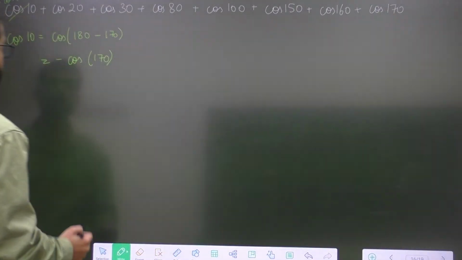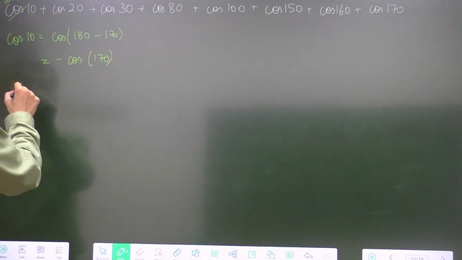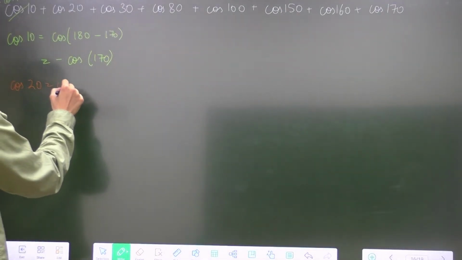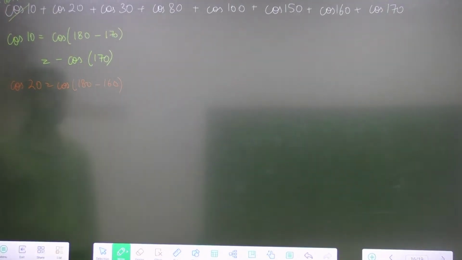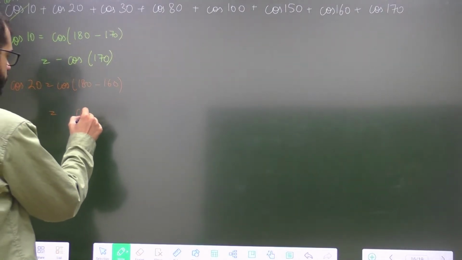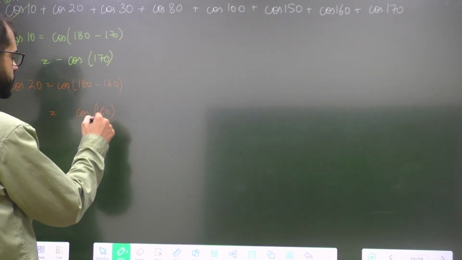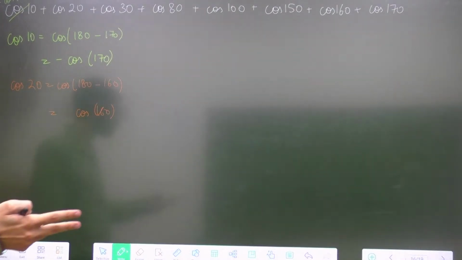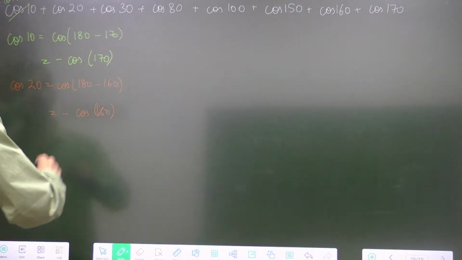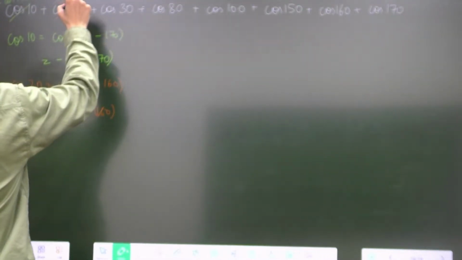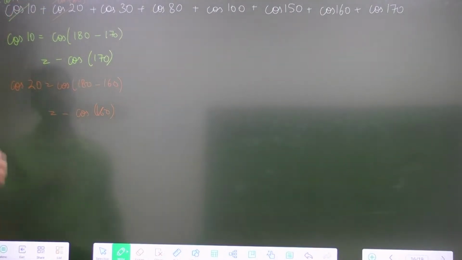Now let's have a look at the next term, that is cos 20. So I can write 20 as 180 minus 160. So now this is cos pi minus theta, which can be written as cos of theta, which is 160. Since it is pi minus theta, I am in the second quadrant. In the second quadrant, cos is negative, so I'll put a negative sign. So now I am having the other term as minus cos of 160.